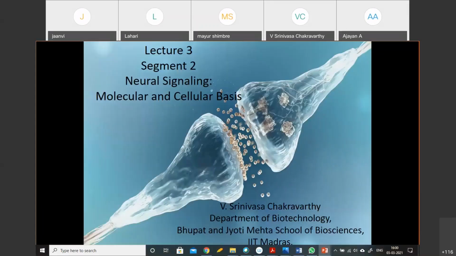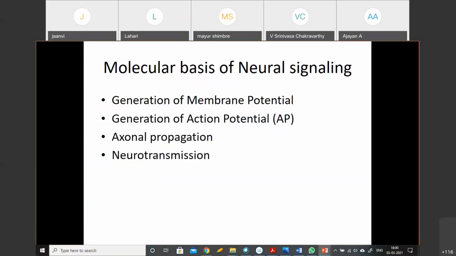So until now, we just discussed neural signaling at a high level, describing the effects, but we did not talk about how the signals are generated. What is the molecular and cellular basis inside the neuron that generates all these signals? So in this section, we'll talk about the molecular basis of neural signaling.